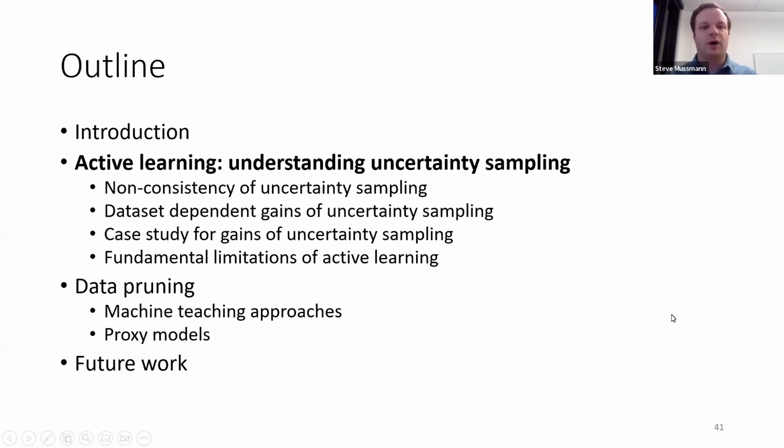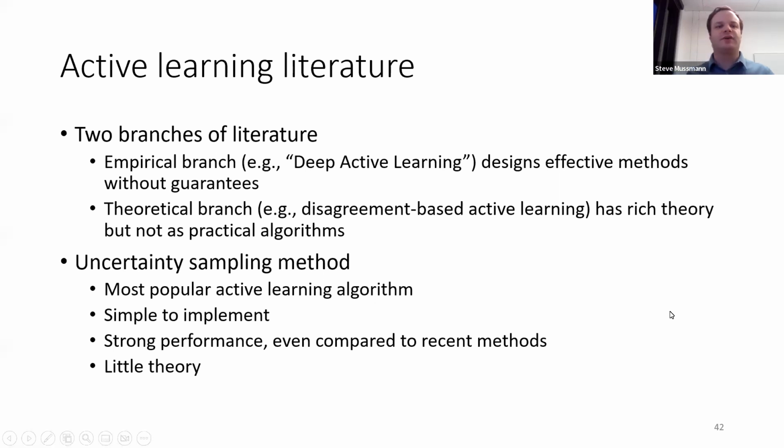So let's jump into uncertainty sampling. In the active learning literature, there are roughly two branches. The more empirical branch designs effective methods and is empirically motivated, though theoretical guarantees and understanding are less important. There's also a theoretical branch, which has a rich theory and theoretical guarantees, but not as practical algorithms.